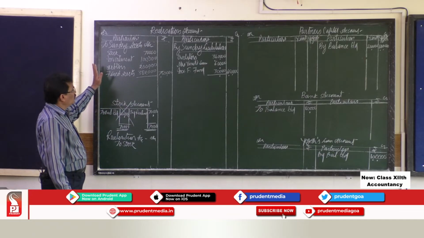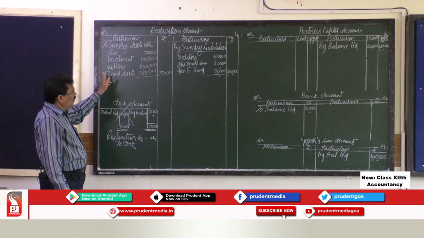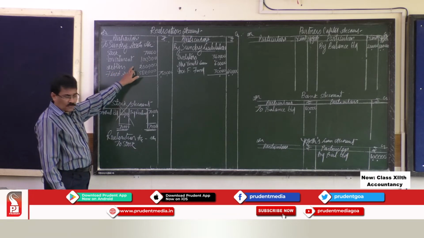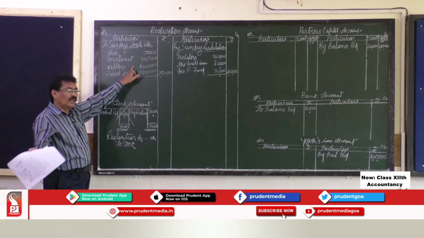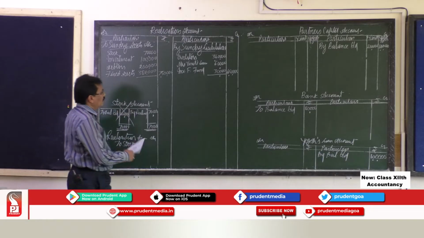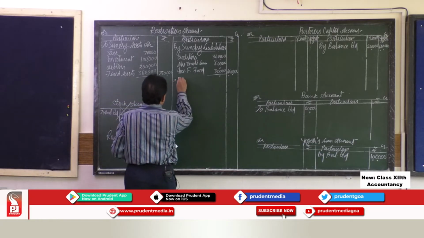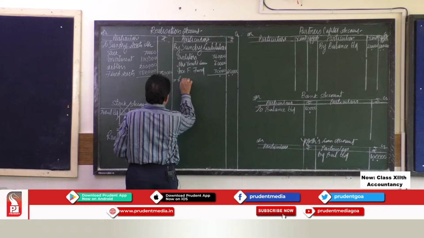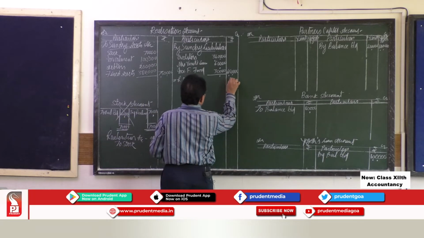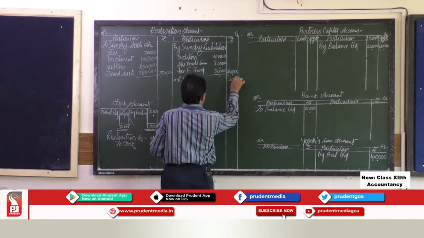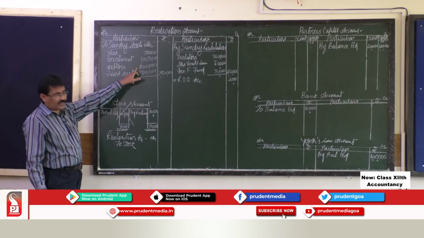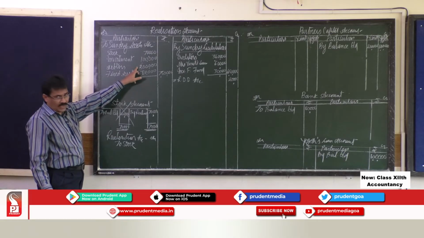Now, coming to the asset side, as I told you, for debtors we have written the gross figure. Gross figure means this is the figure before making the adjustment for provision for bad and doubtful debt. That provision for bad and doubtful debt, you have to write on the credit side by provision for doubtful debt account or RDD account, that is rupees 20,000. Here we have taken the gross figure. Instead of 1,80,000, we have taken 2 lakh.